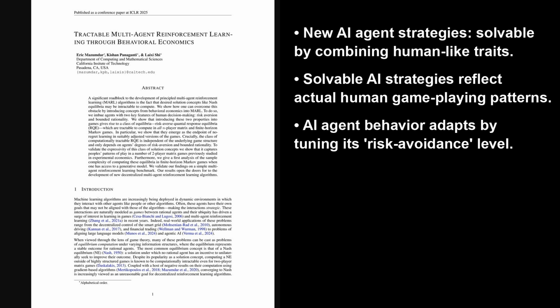This paper tackles a tough problem in multi-agent reinforcement learning, or MARL, agents learning together. Finding ideal strategies, like a Nash equilibrium where no one gains by changing tactics alone, is often very hard. So this research adds human-like traits, risk aversion, agents avoiding risky outcomes, and bounded rationality, agents not being perfectly optimal. This leads to a new type of solvable game outcome, risk-averse quantal response equilibria, or RQE.